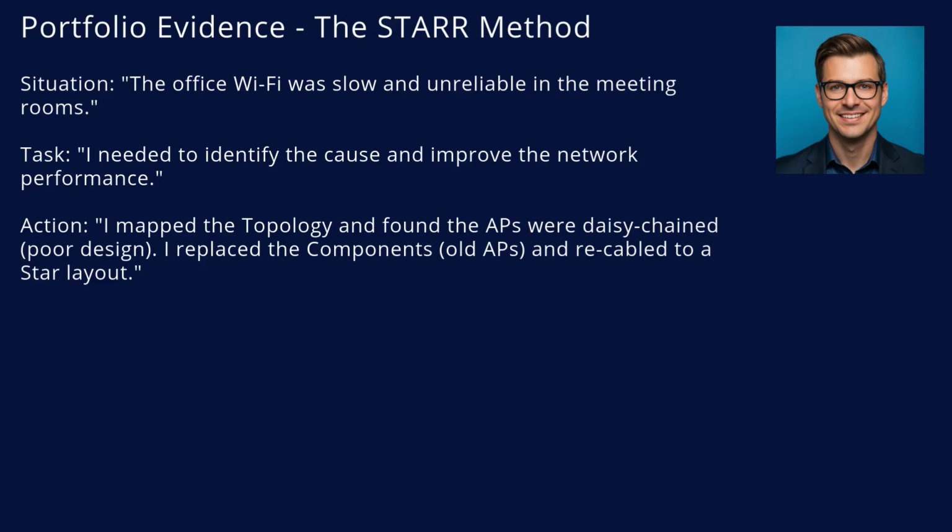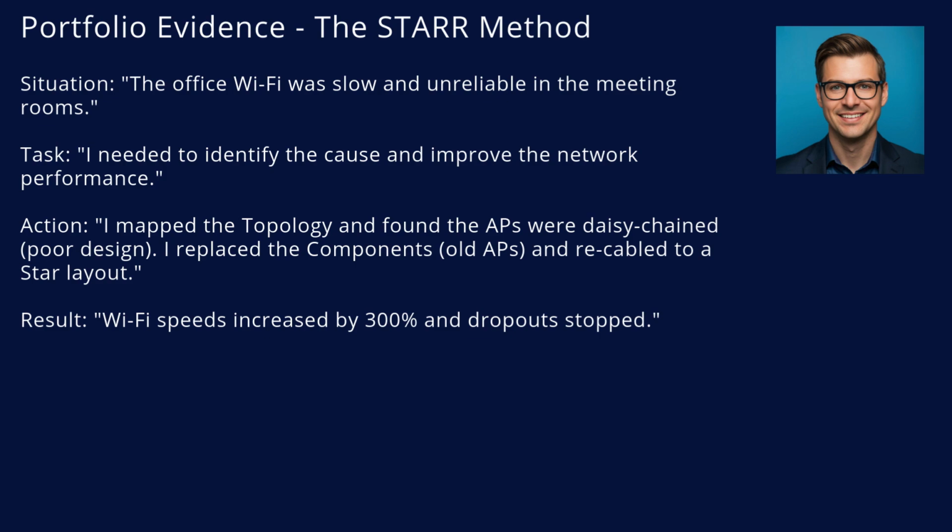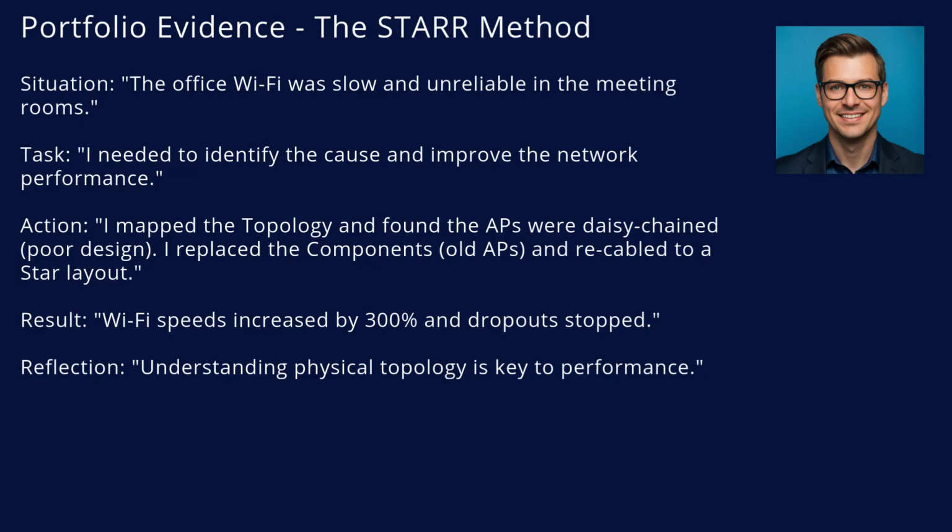I replaced the old components with new Wi-Fi 6 APs and recabled them into a proper star topology connected directly to the core switch. Result: Wi-Fi speeds increased by 300% and complaints stopped. Reflection: I learned that simply buying new hardware isn't enough. The underlying topology must be correct for performance.